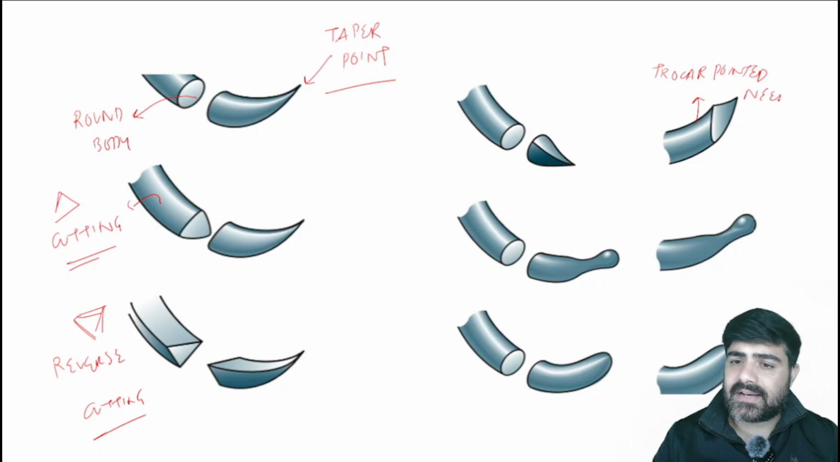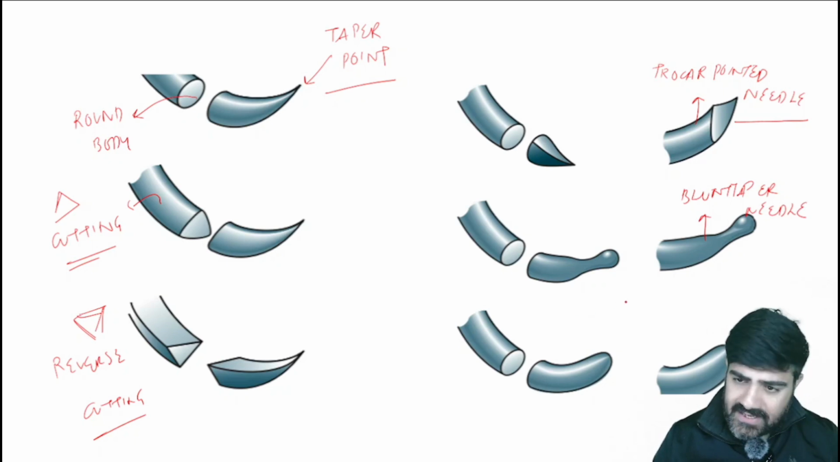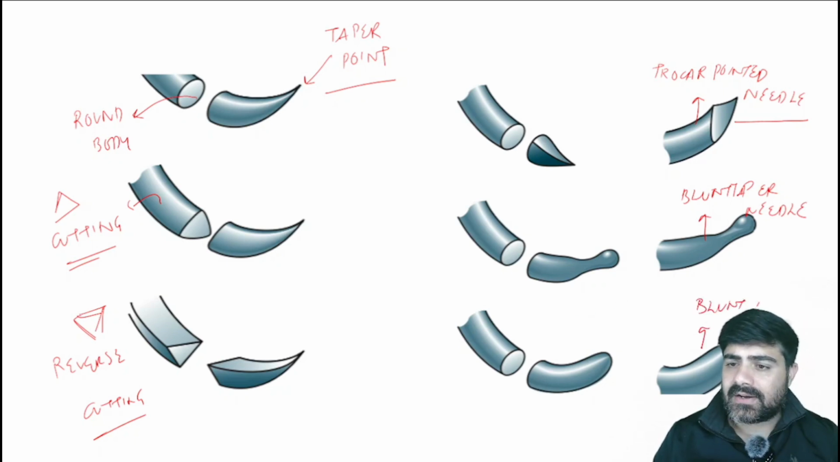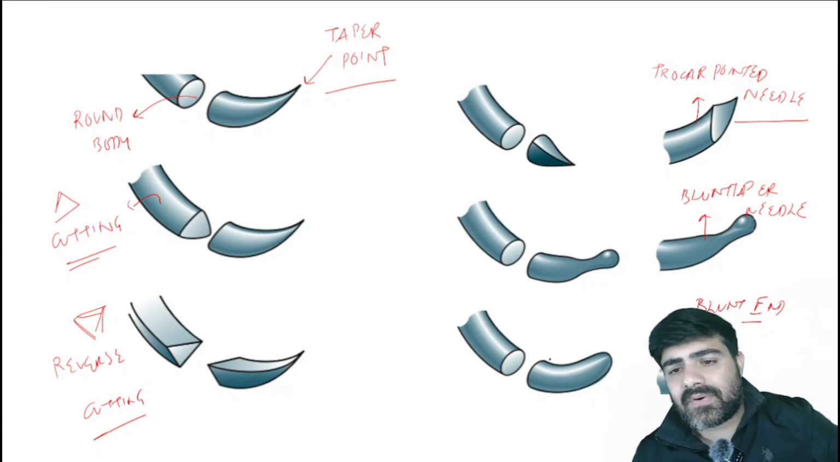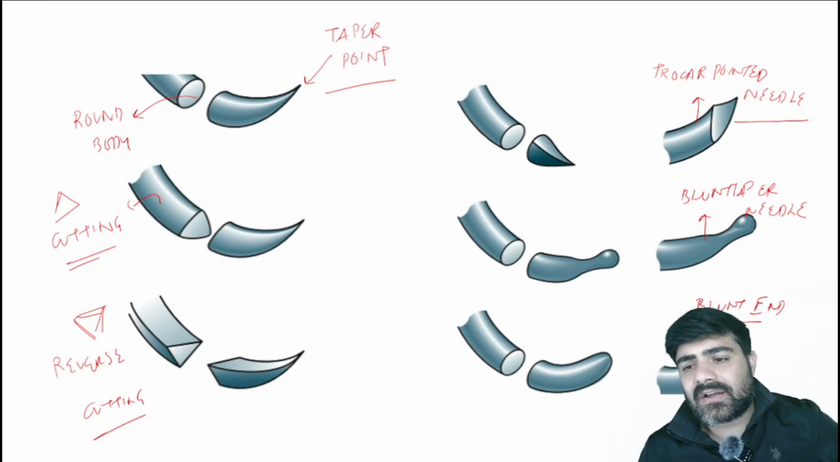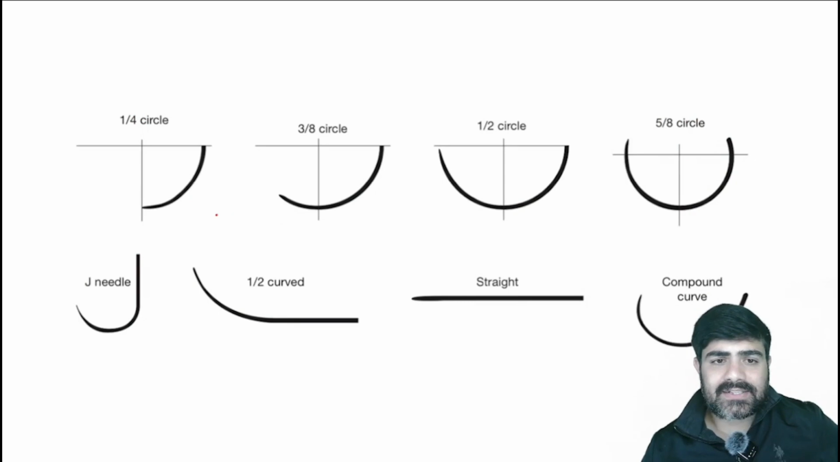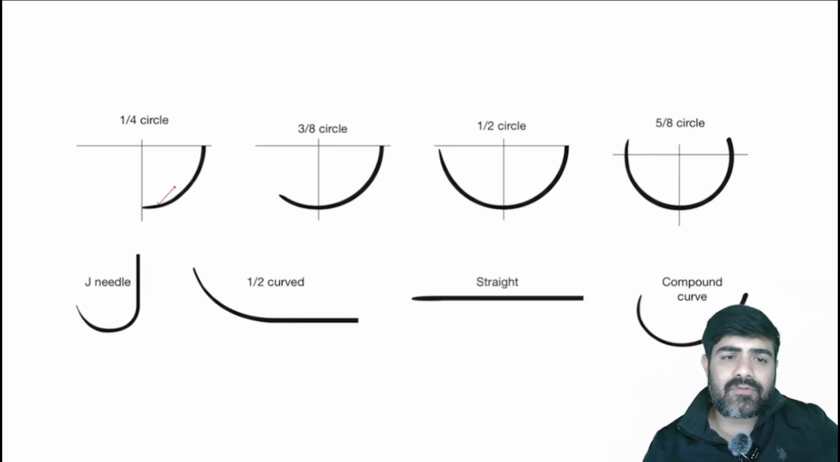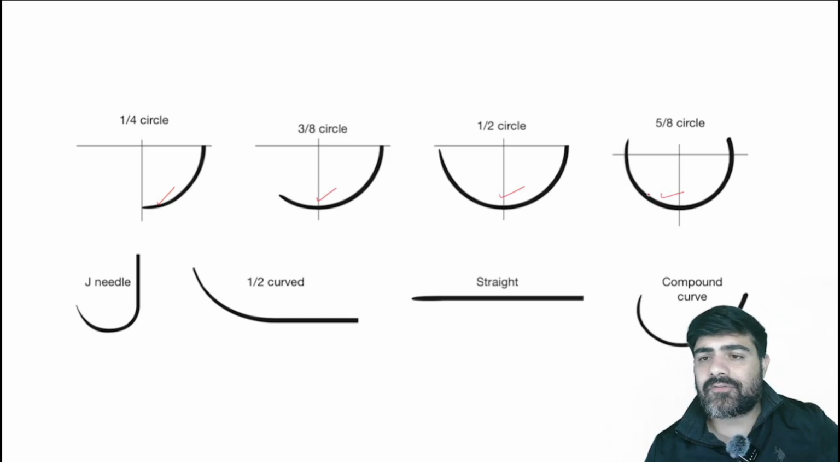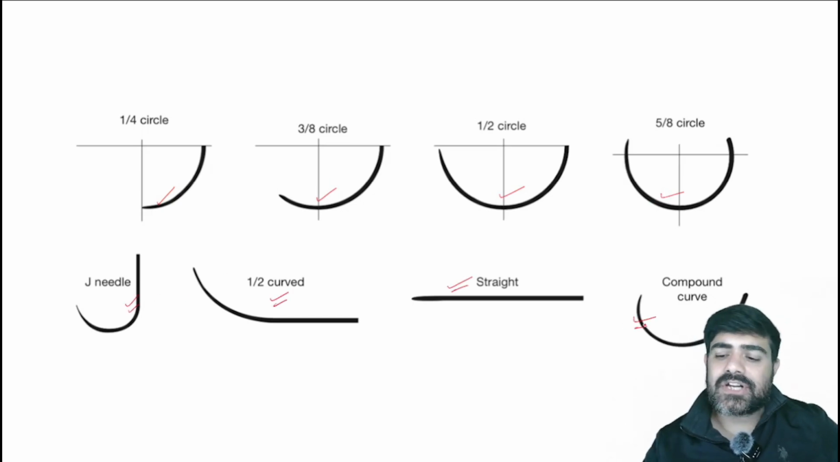Trocar pointed needle. This is a blunt taper pointed needle, and this one is a blunt end needle. Nowadays for abdominal wall closure, these blunt end needles are used so that there will be less chance of needle stick injury. Now this is how the shape of the circle is. This is 1/4 circle, this is 3/8 circle, this is 1/2 circle, this is 5/8 circle, this is J-shaped needle, this is a half curved needle, this is a straight needle, this is a compound curved needle. These are all the shapes I'm going to discuss.